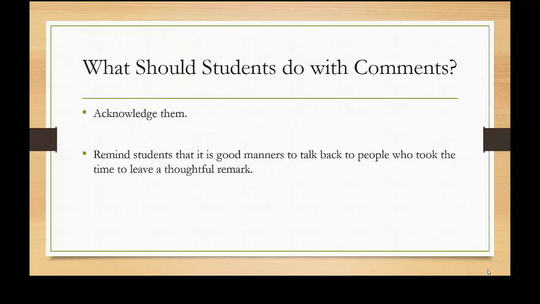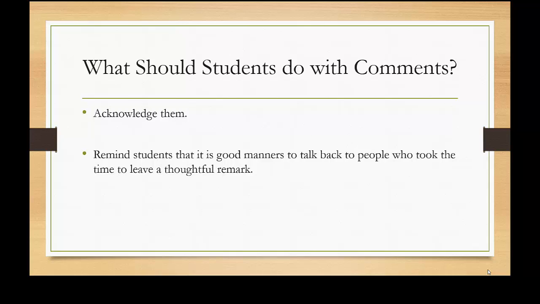Okay, so what should students do with comments, right? They're the author. They've got 10 comments on their post. What do they do about them? Well, I tell my students, acknowledge them, okay? And this is exactly what I say. In general, you want to acknowledge 90% or more of the comments that are left for you.